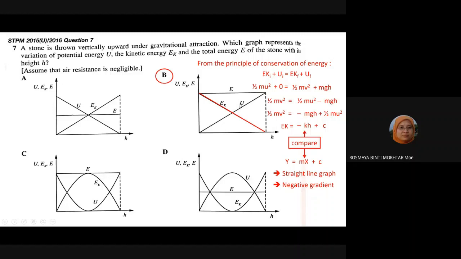And for U, as Ek is decreasing, U is increasing, so they are opposite of each other. The correct answer is B. Any question for 7? Question 7?